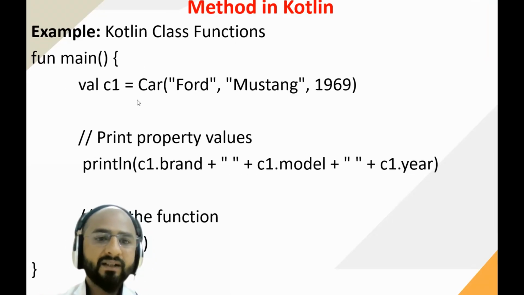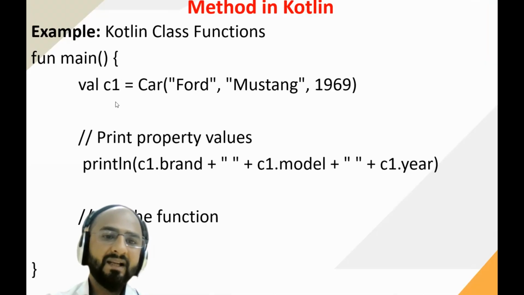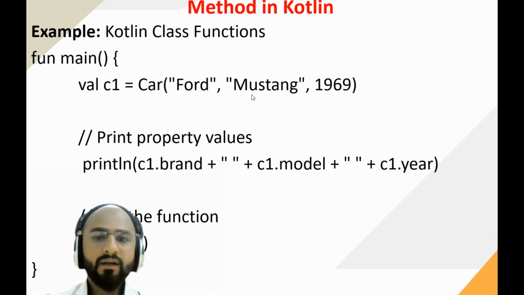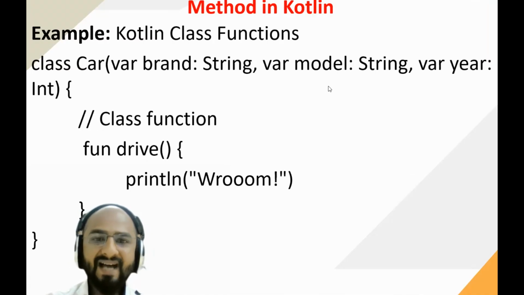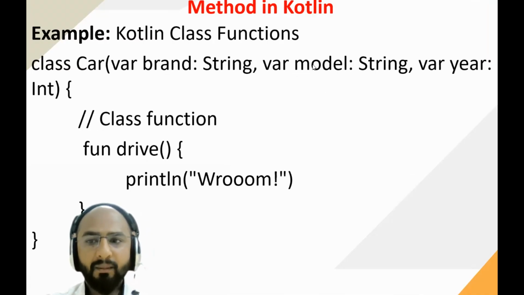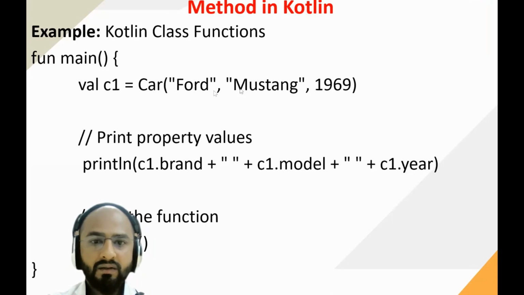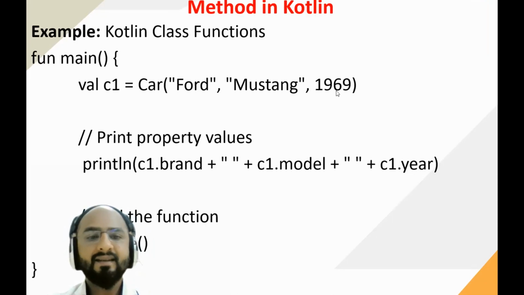I have created an object. Say for example, val c1 = Car("Ford", "Mustang", 1969). So these three values are passed to the brand, the model and the year. Ford is the brand, Mustang is the model, and the year is 1969.